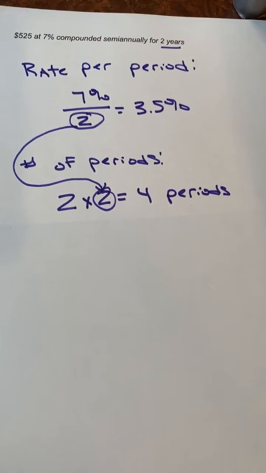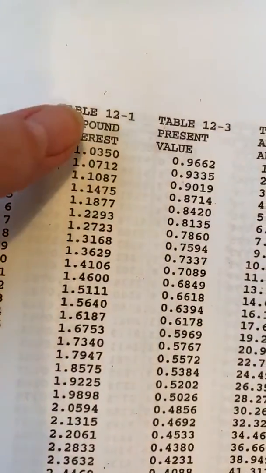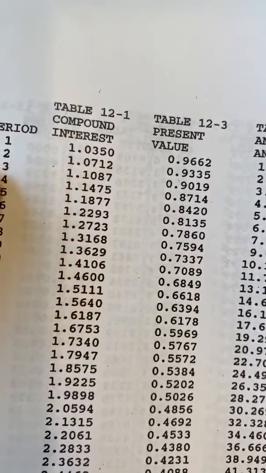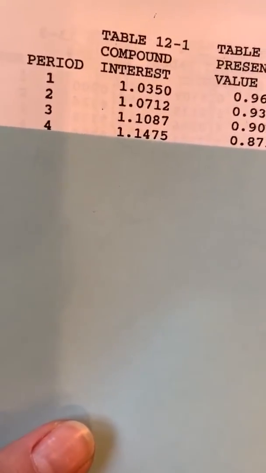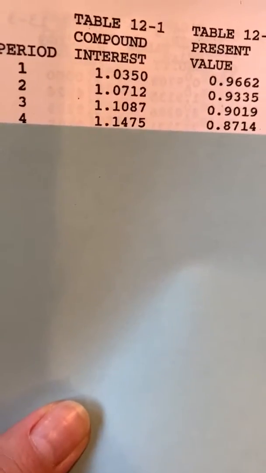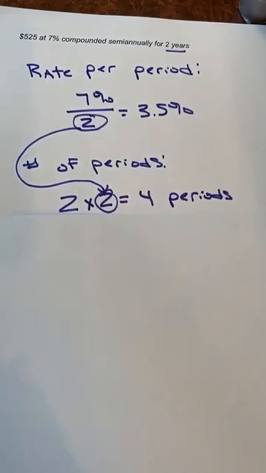So when I use the tables, every page has its own rate, right? So we need to go to the page that says 3.5%. We are compounding interest, okay? And we have 4 periods. So our factor is going to be 1.1475, okay?